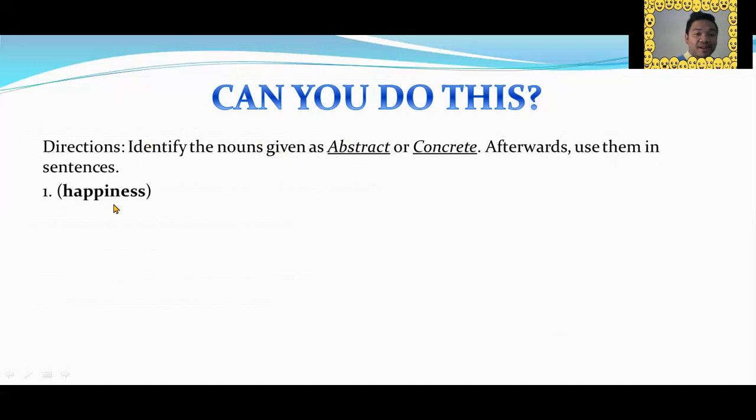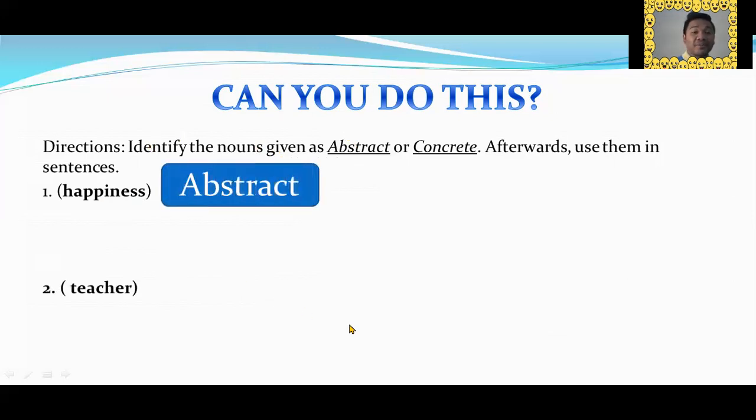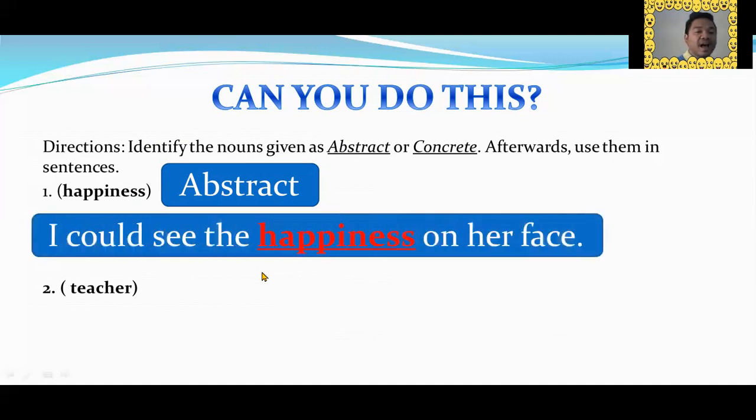Happiness. Happiness is what? Is it concrete or abstract? I would like to check if you got it right. Abstract. Very good. Why? You cannot smell happiness. You cannot touch happiness. You can see the person happy, but you cannot touch the happiness itself. And how can you make a sentence using the word happiness? So my sentence is, I could see the happiness on her face. You see that? I could see the happiness on her face. I could see the person happy.